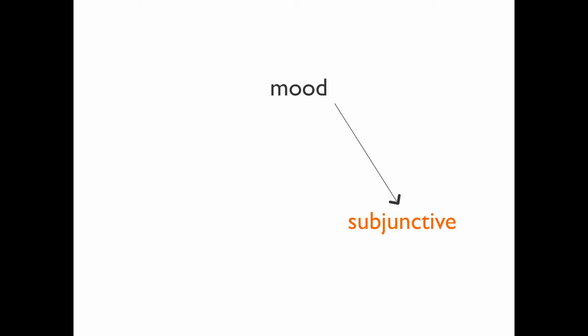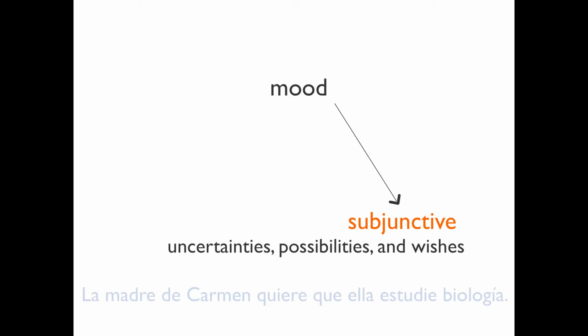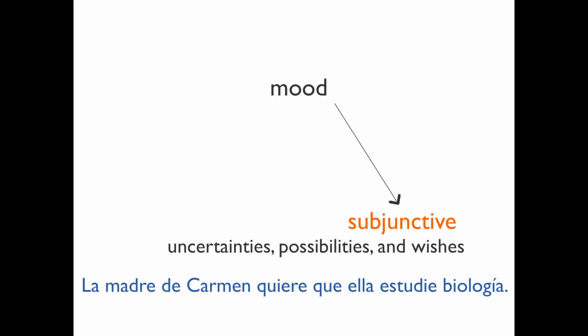Like the indicative, the subjunctive mood has various tenses, such as the present or past. But the subjunctive mood expresses uncertainty, possibilities, and wishes. So if you say, La madre de Carmen quiere que ella estudie biología, Carmen's mom wants her to study biology. The verb estudie is expressed in the subjunctive mood because a wish is stated.